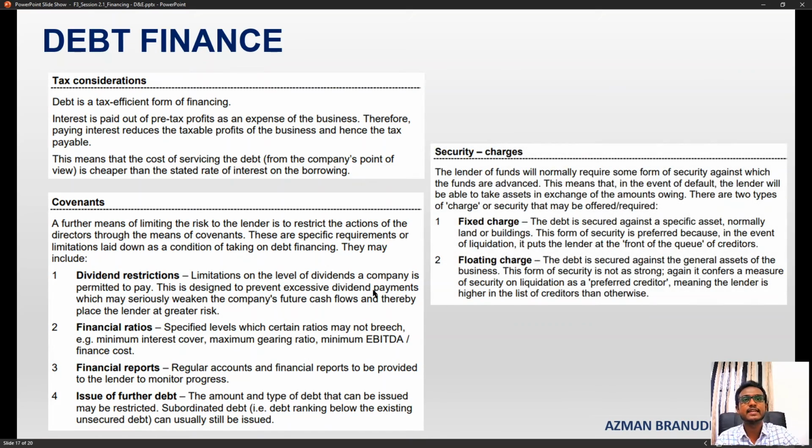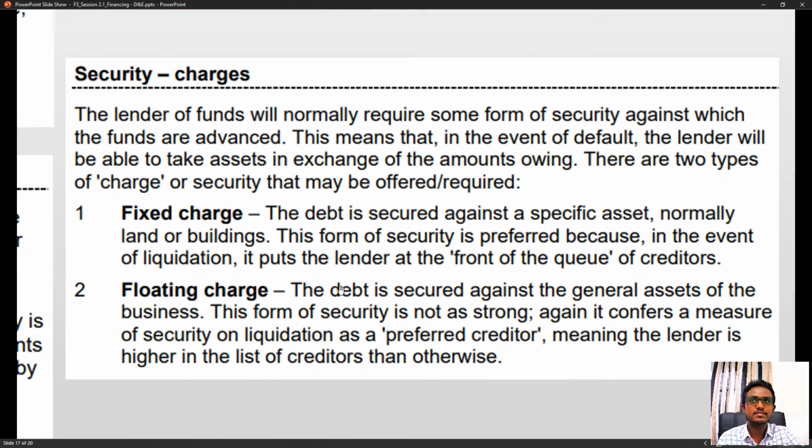Another key consideration is securities. Now, the lender of funds will normally require some form of security against which the funds are advanced. This means that in the event of default, the lender will be able to take assets in exchange for the amounts owing.